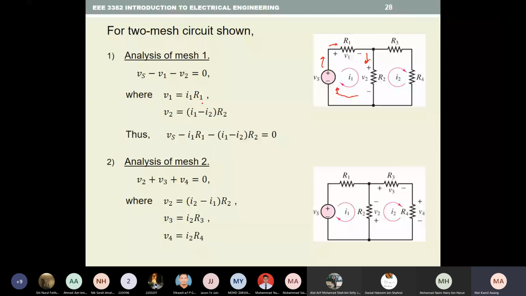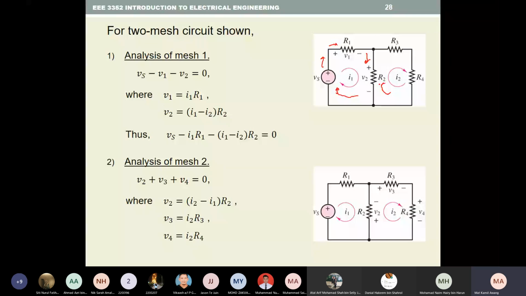Then we can write using Ohm's law, V equals IR, where V1 is actually I1 times R1 here. V2 is actually I1 minus I2. You remember this? I1 is going this way from top to bottom, but I2 is going from bottom to top. So in the opposite direction. So therefore, I1 minus I2 times R2.